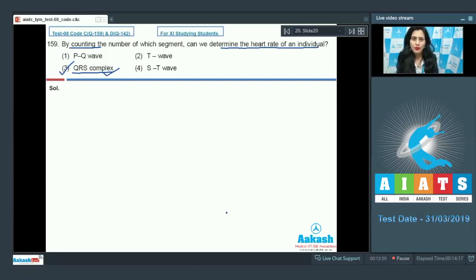Let's discuss the rest of the options. The next options are PQ wave, T wave and ST wave, and these are the incorrect options. P wave represents depolarization of atria, whereas T wave represents repolarization of the ventricles. And in a given time period, the number of QRS complexes can determine the heart rate of an individual and not ST segment, T wave or PQ wave. So the correct answer to this question is option number 3. Let's discuss our next question.